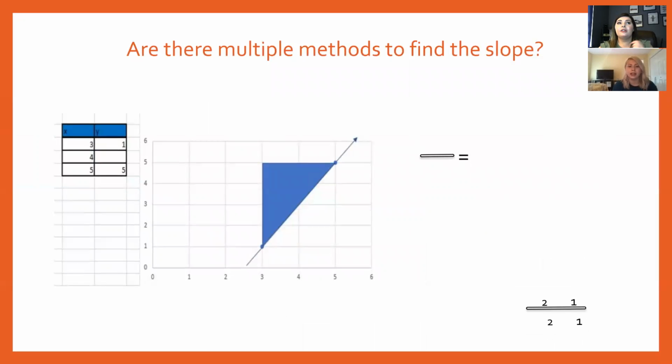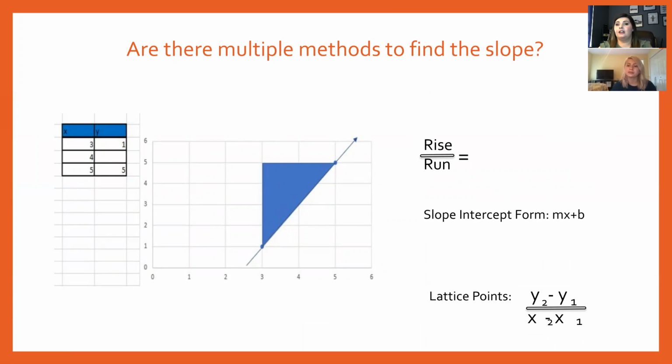Well, thank you. So there are multiple methods to find the slope. Some that we talked about during the semester were rise over run, and putting it into slope-intercept form, which is mx plus b, and using lattice points. Whenever we look at rise over run, when I hear the word rise, I think of someone climbing a ladder, and once they get to that flat surface, then they can run.